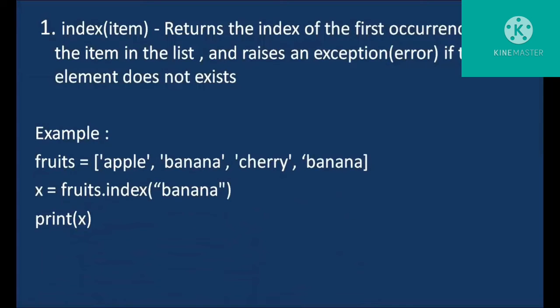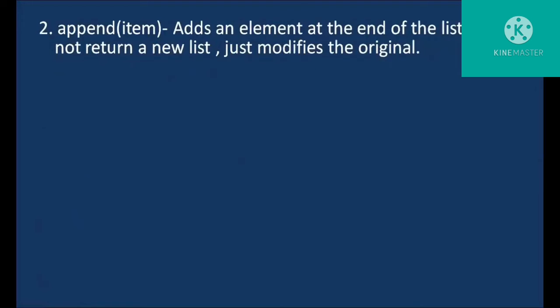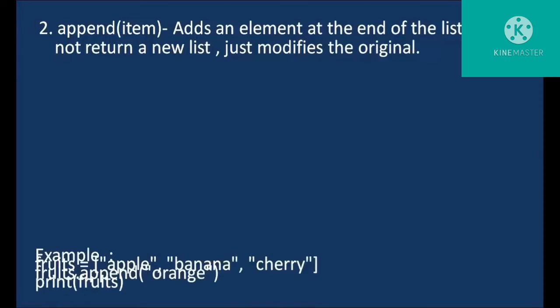The second function is append. What does this function do? Whatever item you pass as a parameter to the append function, this item gets added to your list at the end of the list. It adds an element at the end of the list, and does not return a new list, it just modifies the original. Remember, you modify the original list and it does not give you a new list. So if I have an example fruits: apple, banana and cherry, and I say append(orange), orange is going to be added to the list called fruits. Where is it going to be added? It's going to be added at the end.